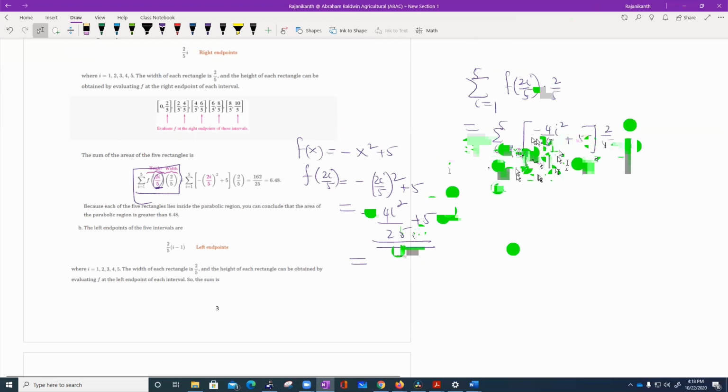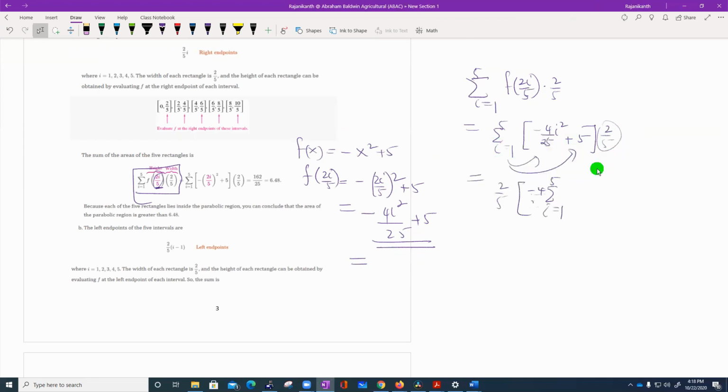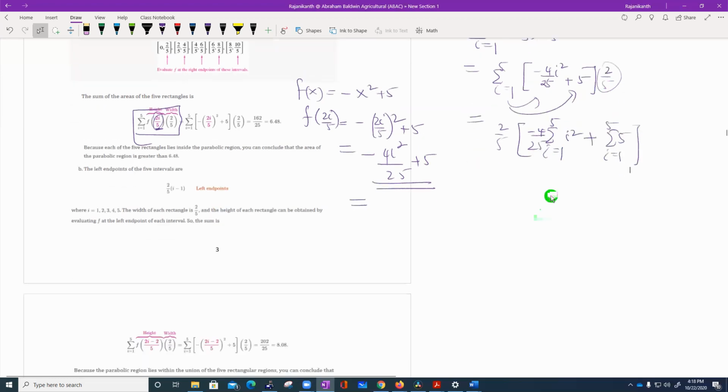You know the summation properties now, right? 2 over 5 is a constant. You can pull it in front of the summation and distribute the summation separately. So you will get i from 1 to 5 of negative 4 over 25, a constant, times i squared, plus i from 1 to 5 of this constant 5, right? Then we use the formula for this.